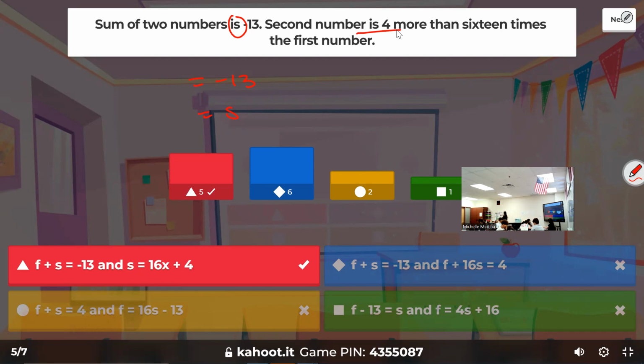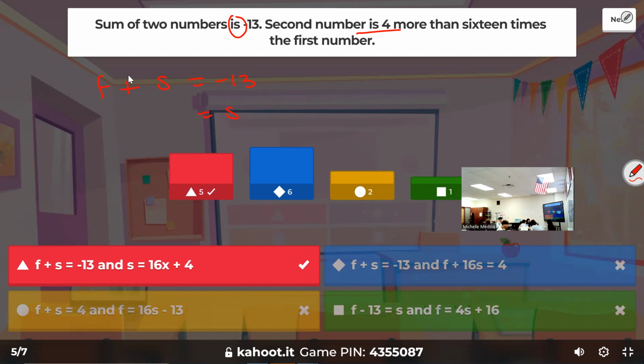Sum tells you to do what? And then do we know what those 2 numbers are? No, so that's why we labeled them with variables. Looks like they're using F and S, so first number plus second number. And that's really it for the first one. Sum of 2 numbers, we don't know what they are, is -13.